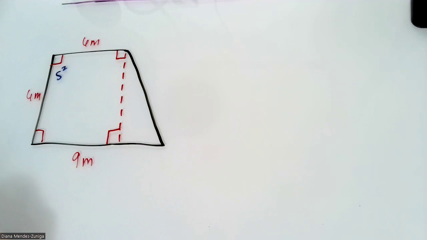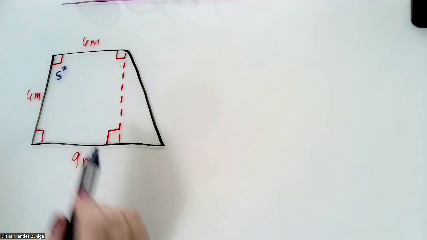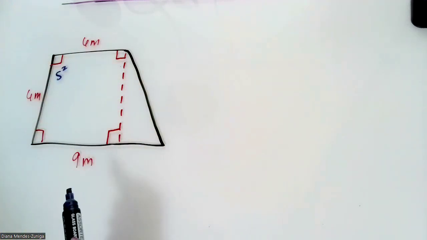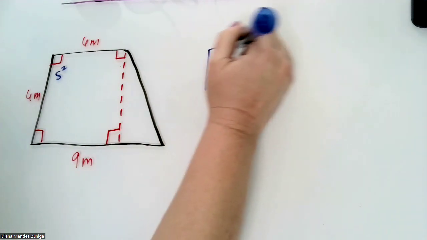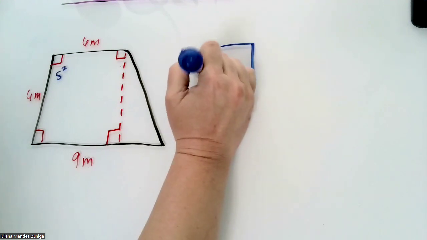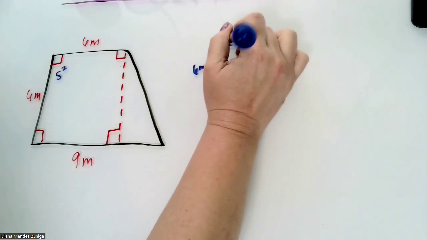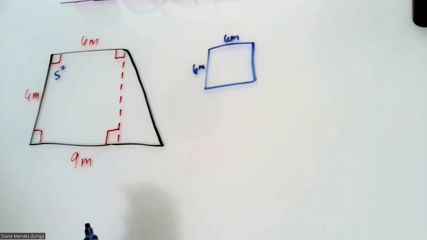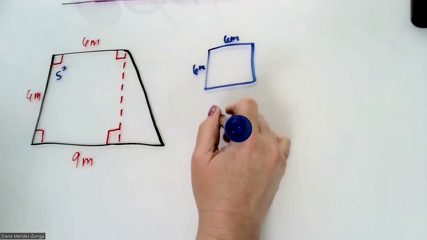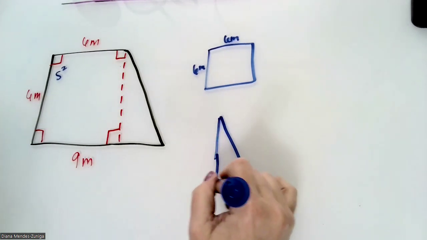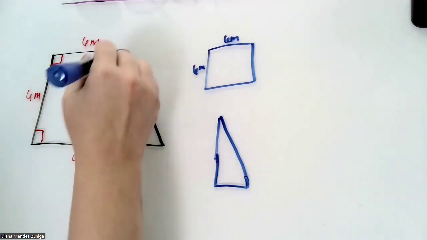Now, why am I looking at a square? Because what I'm going to try to do is break this up into 2 actual shapes that I know how to find the area for. So my area that I'm going to find is going to be the square here that's going to be 6 meters by 6 meters. And then I'm also going to do this triangle that's separately here. Okay, because you see how it's dotted off.